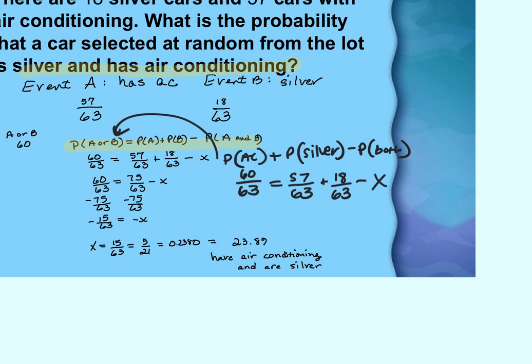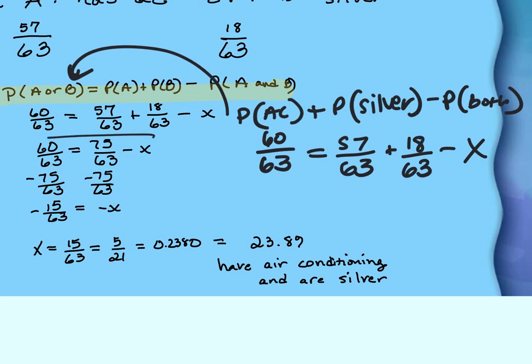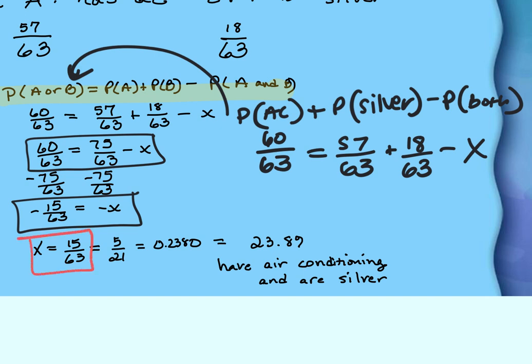So combine your like terms. That's what's happening over here on the left. Combine your like terms, and you get 75 over 63 minus x. Subtract the 75 over 63. You get negative 15 over 63 equals negative x. So x equals 15 over 63, which gets reduced to 5 over 21. If it asks for it in decimal, it'd be 0.2380. If it asks for it in percent, it's 23.8.